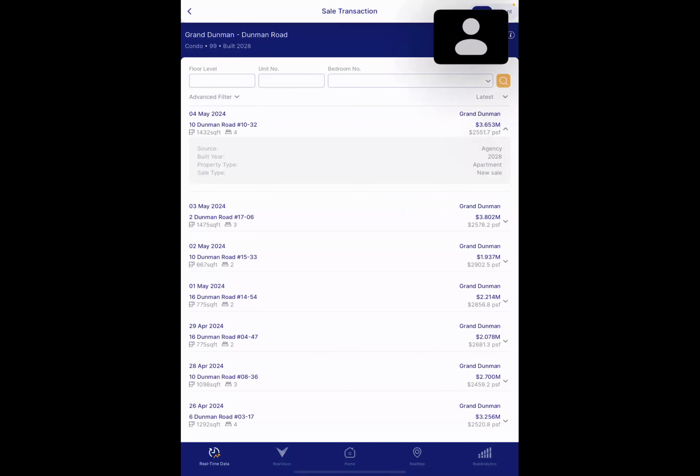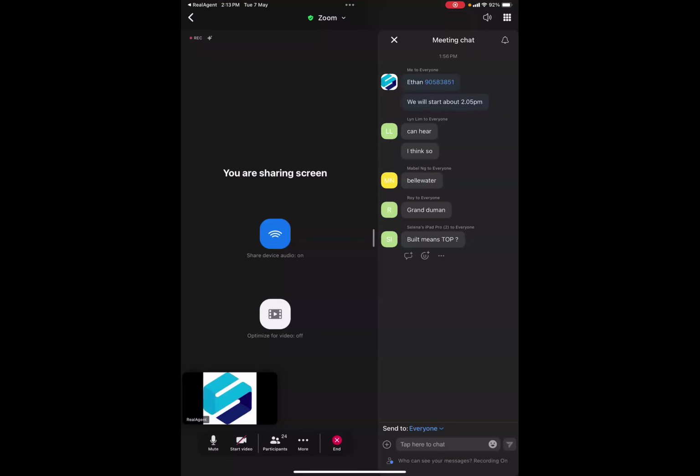So searching for condo apartments is very, very straightforward. You just type in the project name that you want. If you are looking for a specific block, you can also type in the block and the street name, so you only get a specific block for the condo.